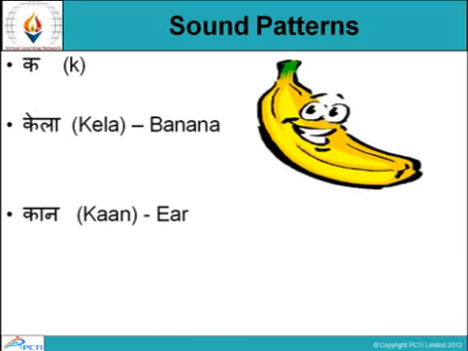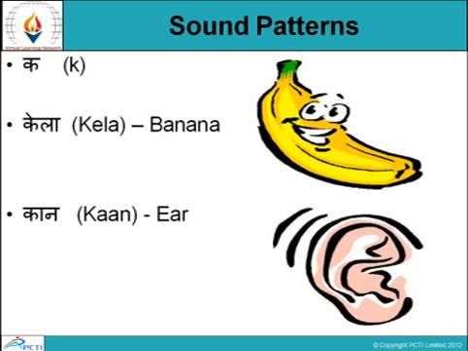Few more sounds with ka. It's ka. Next is kela. Kela is banana. It's a yellow color fruit. It gives you vitamins, proteins. Very nutritious fruit. It's called banana. In Hindi we call it kela. It's a sound of A. Kela.